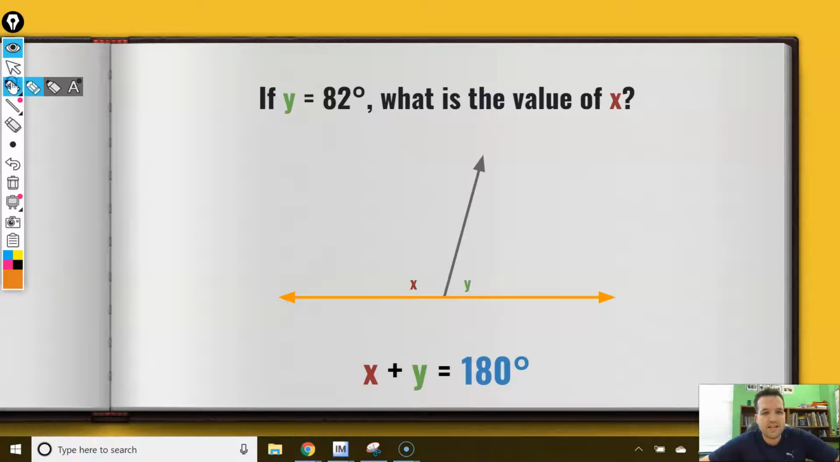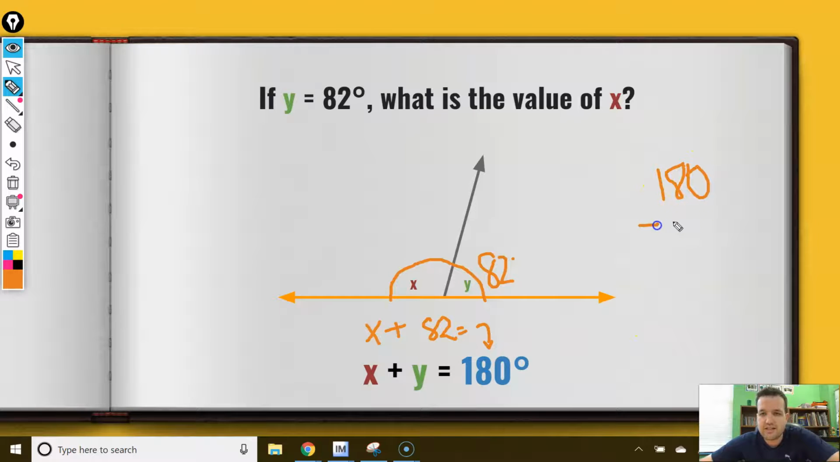What if angle y equals 82 degrees? So if this equals 82, notice how that's an acute angle. Angle x is an obtuse angle. So I know that x plus 82 will give me 180 degrees. So I can do 180 minus 82 to find the value of x.